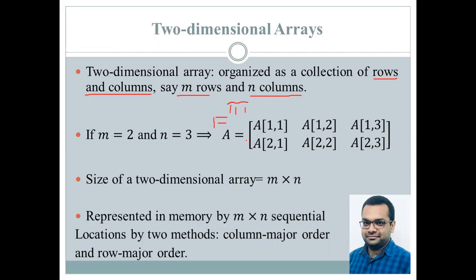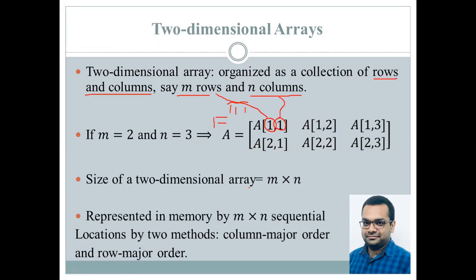Now the idea is the values will be referred to by two indices. The first index corresponds to the row and the second index corresponds to the column number. Therefore, the first element is A11, that is the element in the first row and first column. A12 is the element in the first row and second column. Similarly, A21 means the element in second row and first column and so on.